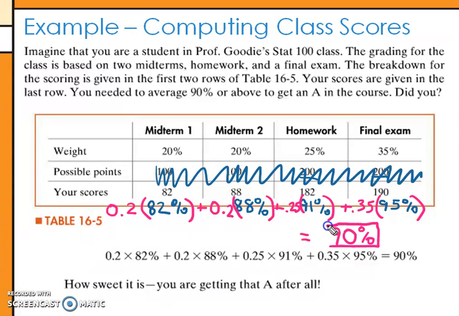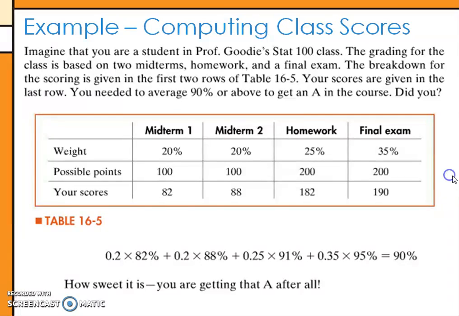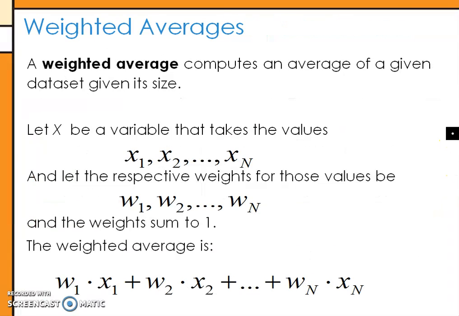So in this one you really are getting an A or an A minus if you're using normal grading scales. So it's how much is something worth, the percent, times the score that you got. And so here's them just rehashing. The formula is that if you have a variable and they have weights, you do each weight times the variable that it goes with, and you add them all up.